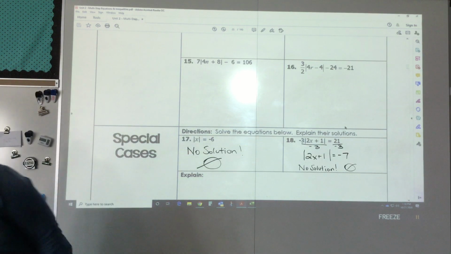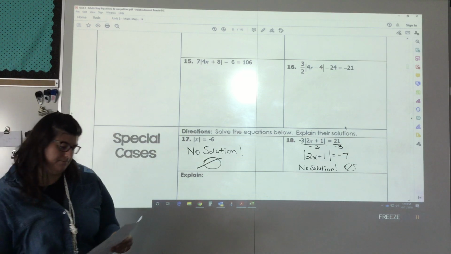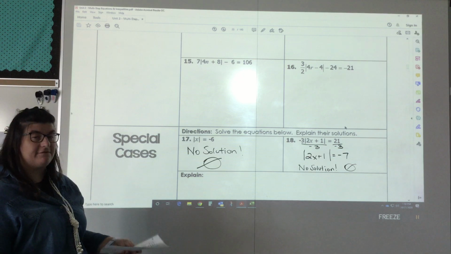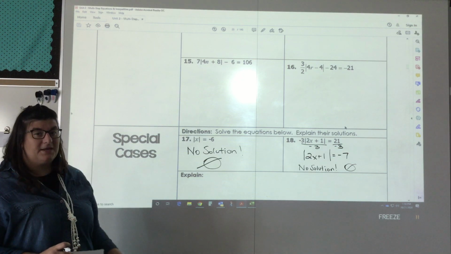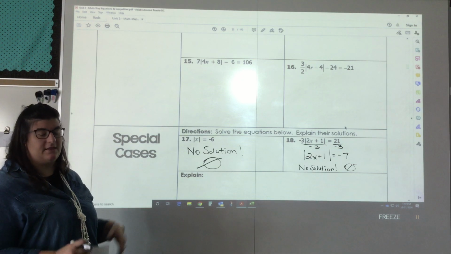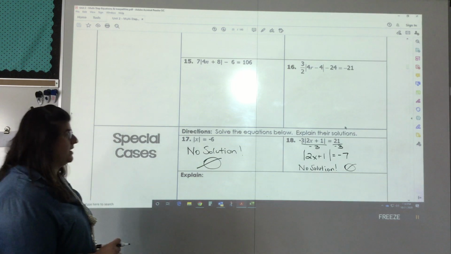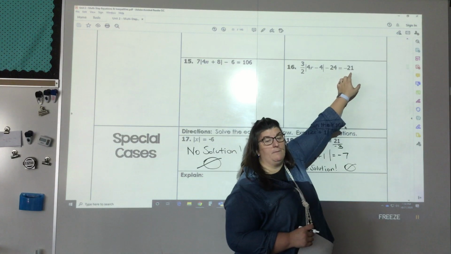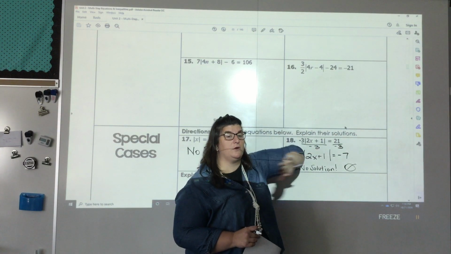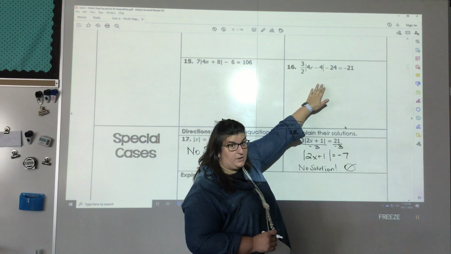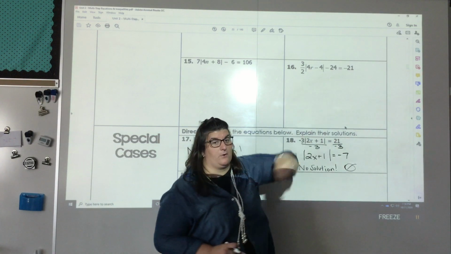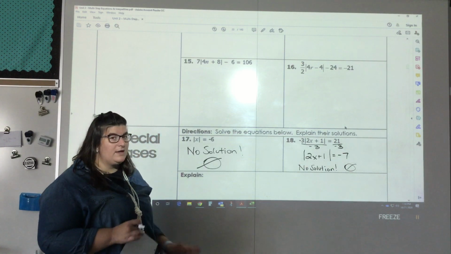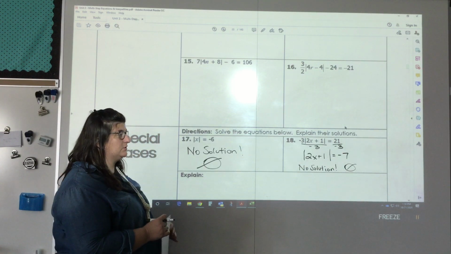If you're looking at your practice, number 10 is a good example. It equals -5. You can't make that judgment until you add that 8 to both sides. And then you see that it becomes a +3. Or even number 16 here. This is a -21. But before we can make the judgment of no solution, we had to add the 24 and multiply by the reciprocal. We found out that it ended up becoming positive. So you have to get the absolute value totally isolated before you can make that decision of no solution.